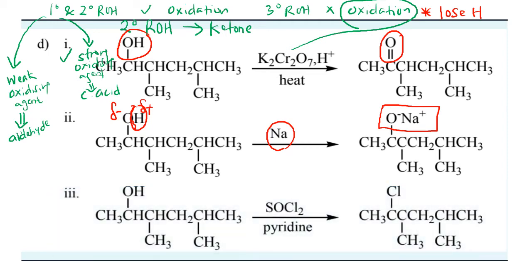The third one is thionyl chloride, SOCl2, with pyridine. In SOCl2, the Cl will replace the OH, because Cl is partially negative. In this case, in the bond between carbon and oxygen, carbon is partially positive while oxygen is partially negative. So the OH will be replaced by the Cl.